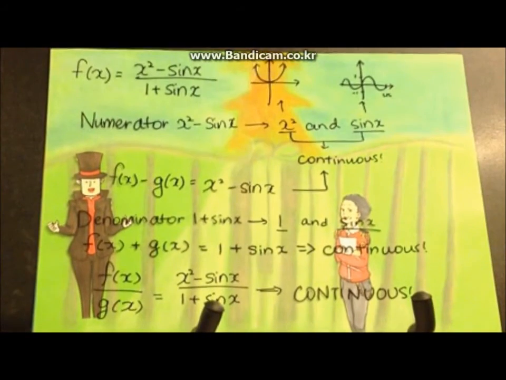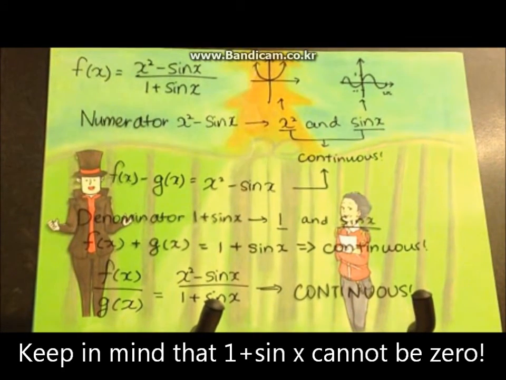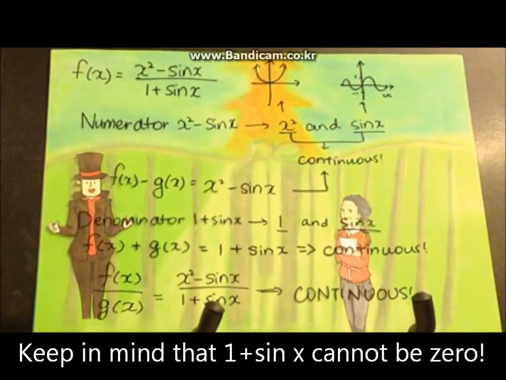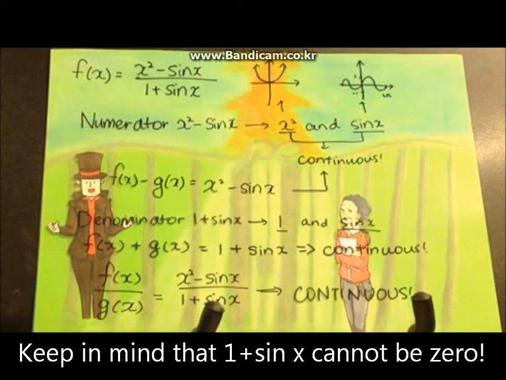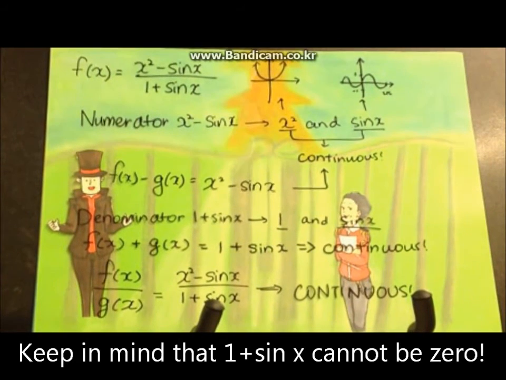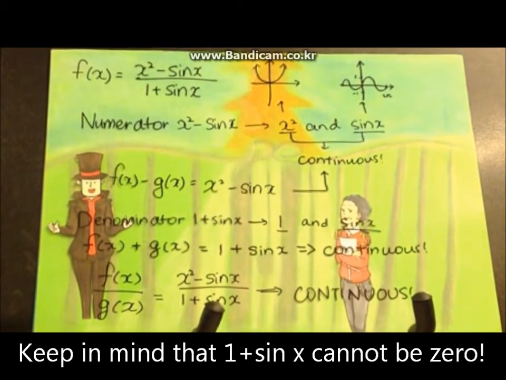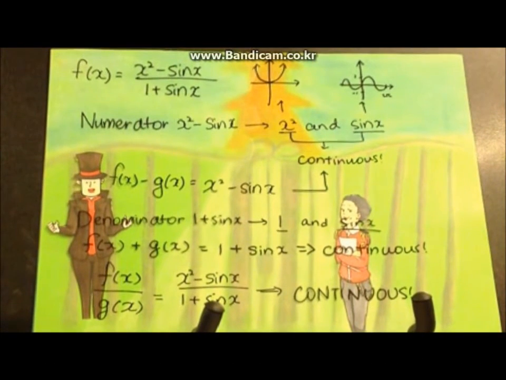In the first question, the numerator x squared minus sine x consists of two functions, x squared and sine x. According to the continuity theorem of basic functions, sine x is continuous on the real line. Therefore, both functions are continuous at x equals c, and subtracting one function from the other would also give us a continuous function. The denominator 1 plus sine x also consists of two continuous functions, so adding them together will still produce a continuous function. Since the numerator and denominator are both continuous functions by the laws of continuity, dividing the two functions still yields a continuous function.